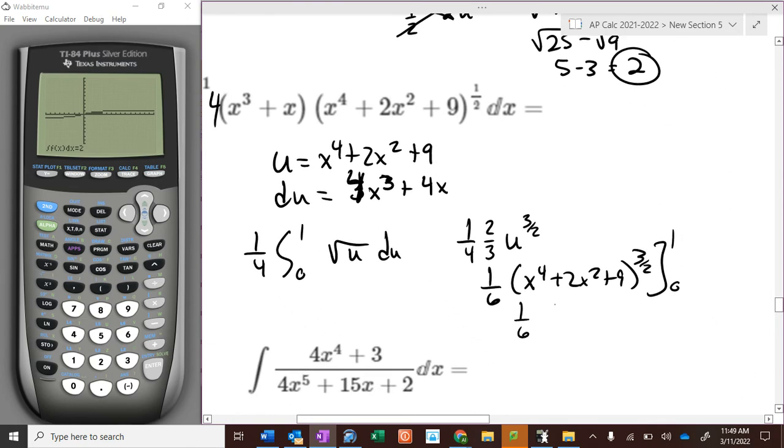So it's 1/6 of 1 plus 2, which is 3, plus 9, which is 12. So it's 12 to the 3/2 power, right? 12 to the 3/2 power minus 9 to the 3/2, so minus 27.